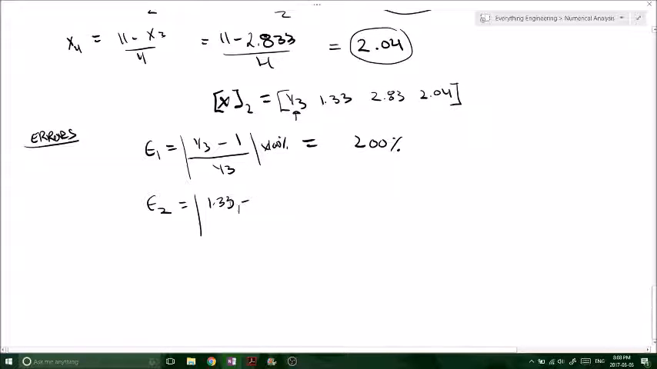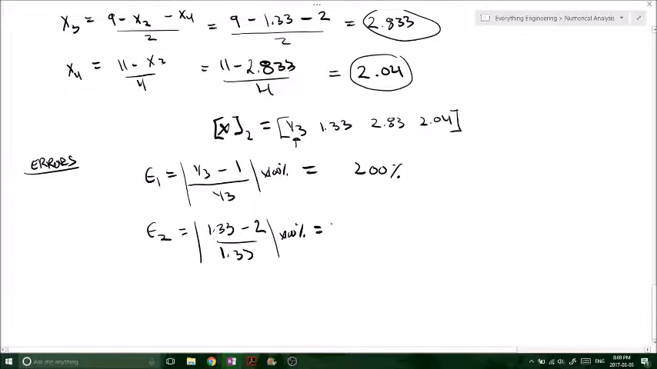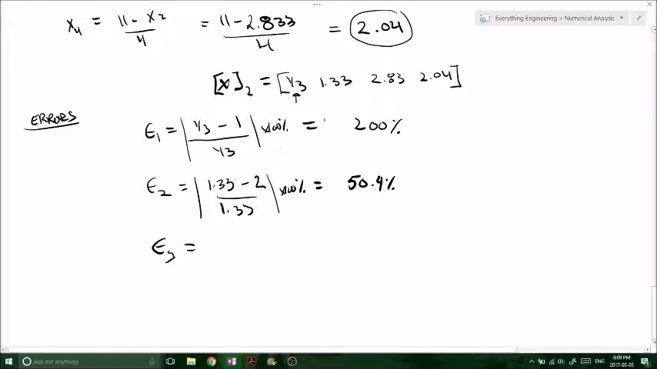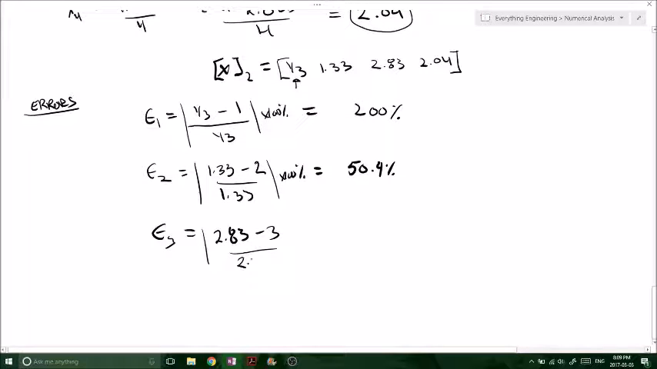So 1.33 was our new calculated value for our x2, and our old one was 2. So error 2, well, that's good, it's gone down, so it is now 50.4%. That's not bad. That's healthy. That's what we want to see. So E3, error number 3, absolute value, our new value 2.83 minus our old one, which was 3, all over 2.83, times 100%, equals roughly 22%. So that's going down. That is good. Now we've got something converging.